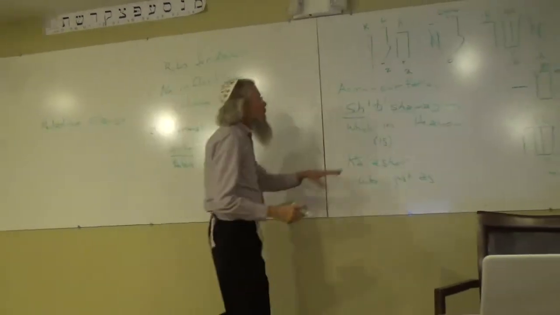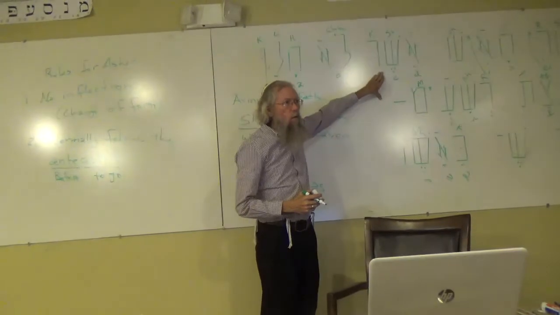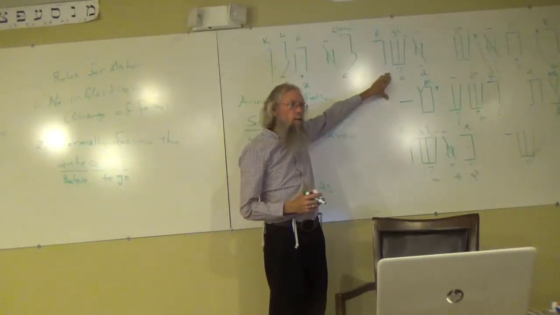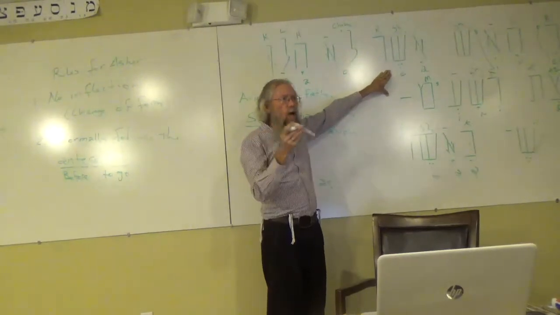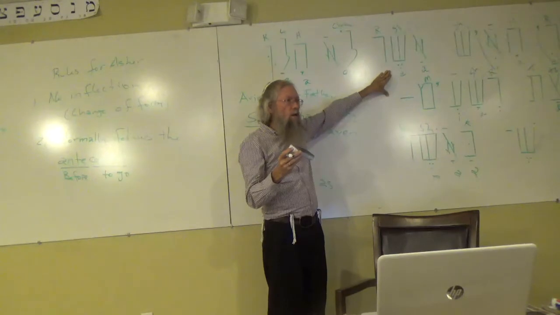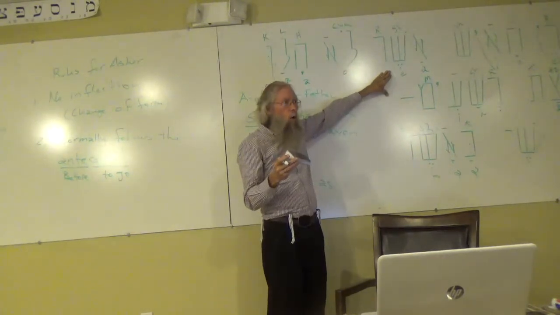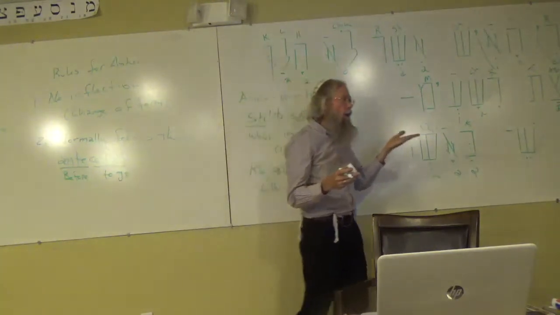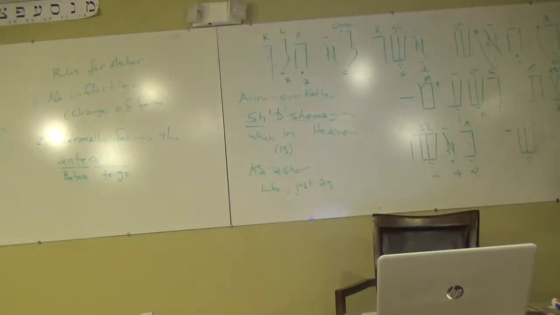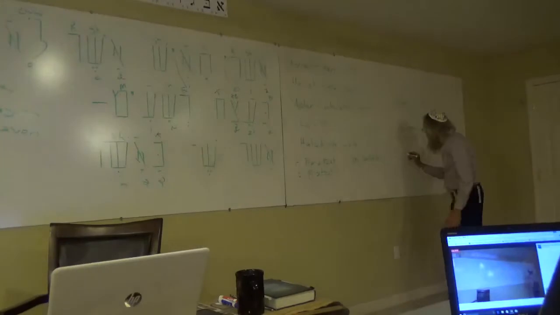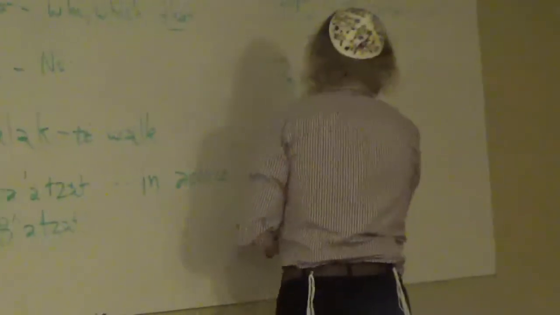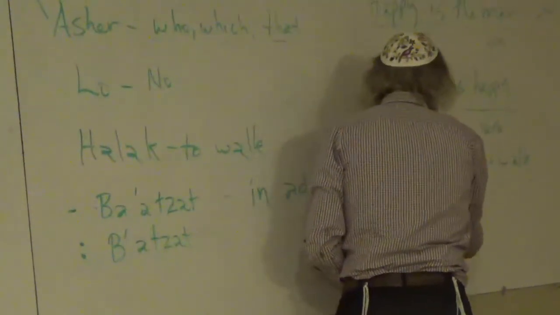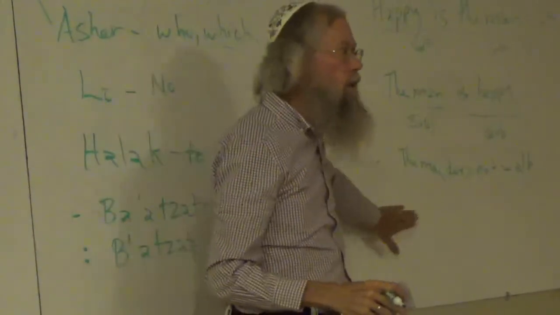Why? Because of Asher. This is your relative pronoun. Who? Who what? The question needs to be answered. Who does not walk? The man is happy. The man does not walk. Remember, what is a pronoun? A pronoun is a word that takes the place of a noun. Say it with me. So, I can say, who does not walk? Or I can also say, because who is taking the place of the man, the man does not walk. It's both the same.